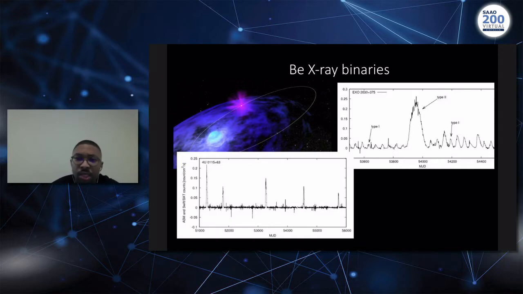Giant outbursts, or type 2 outbursts, on the other hand, have larger luminosities. In fact, they can be some of the brightest X-ray events in the sky when they do occur. They're also not necessarily associated with any orbital phase, and they also last a larger fraction of the orbital period. And in some systems, actually, they last for several orbits.